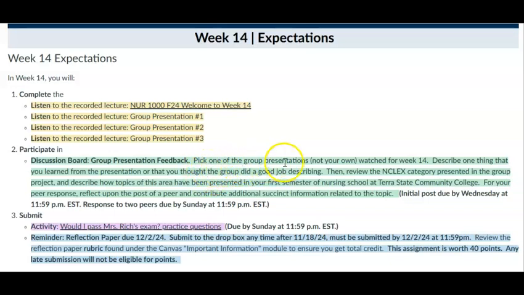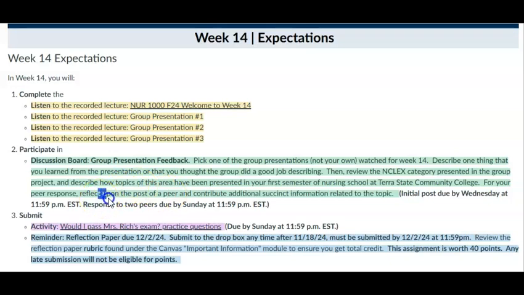You want to pick one of the group presentations. This is important to know prior to watching these presentations so you can have this in the back of your mind when you're watching them. Pick one of the group presentations, not your own, that you've watched. Describe one thing that you learned from the presentation or that you thought the group did a good job describing. Then review the NCLEX category presented in the group project and describe how topics in this area have been presented in your first semester of nursing school at Terrace State.